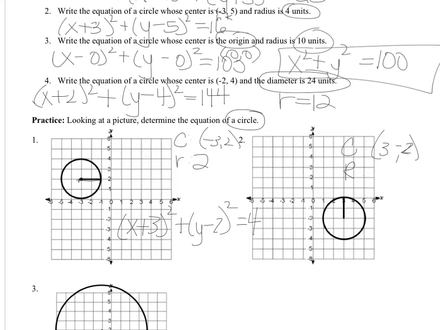My radius, counting blocks again, is 2. Awesome. So (x - 3)² + (y + 2)² = 4.